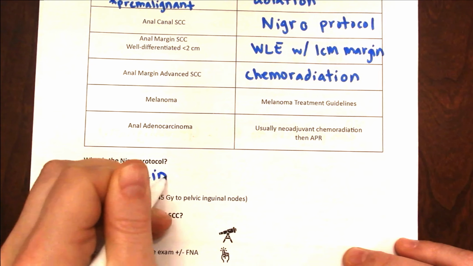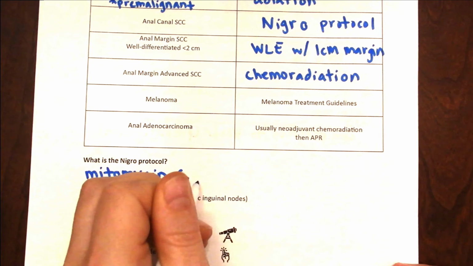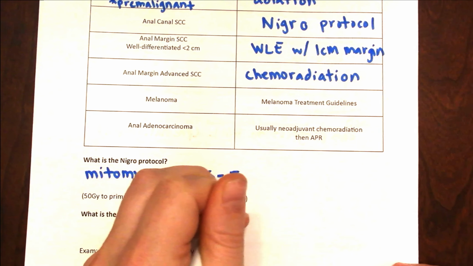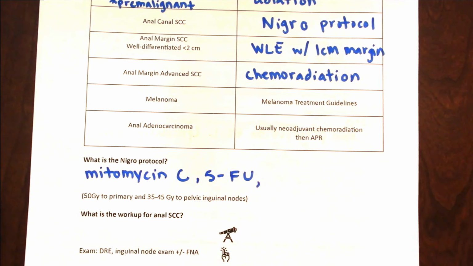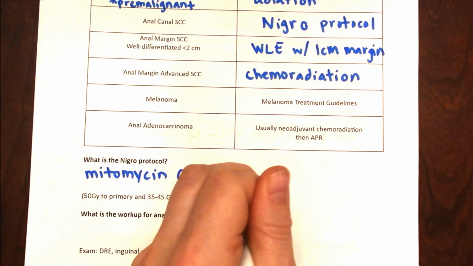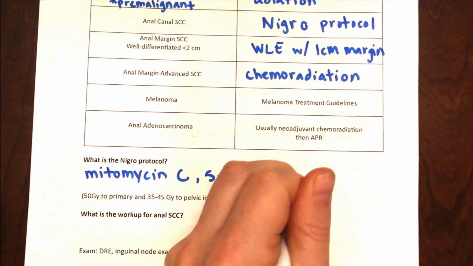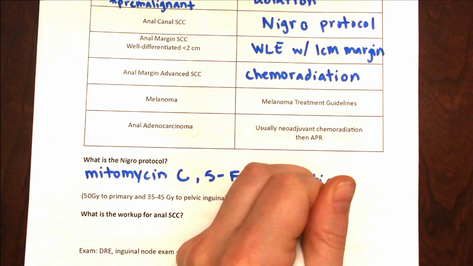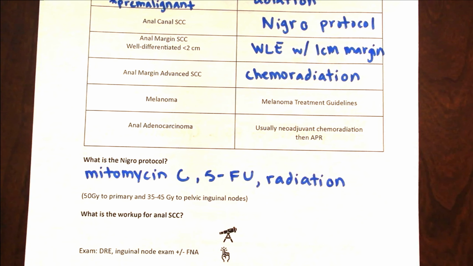The second is 5-FU. And the third is radiation. This radiation includes 50 grays to the primary site, as well as 35 to 45 grays to the pelvic inguinal lymph nodes.